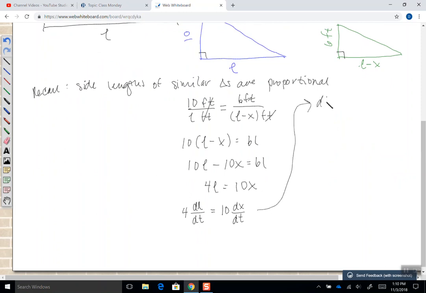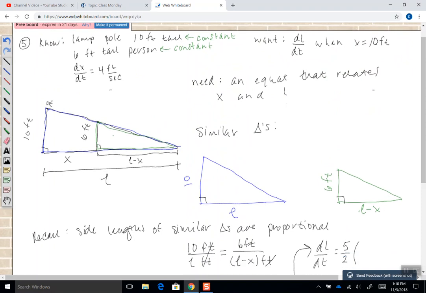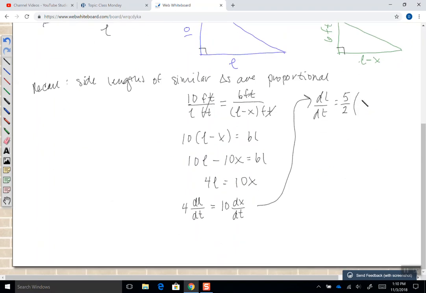I might as well. So I get dl dt equals 10 over 4, which simplifies to 5 halves, times dx dt, which was given as 4 feet per second. Right, so this gives me that dl dt is equal to 4 times 5 is 20, divided by 2 is 10. So I have 10 feet per second.